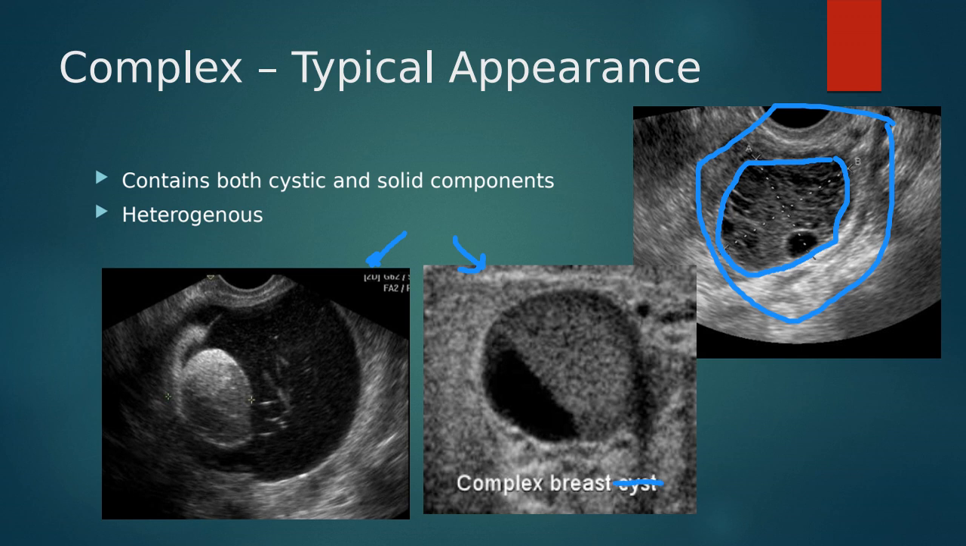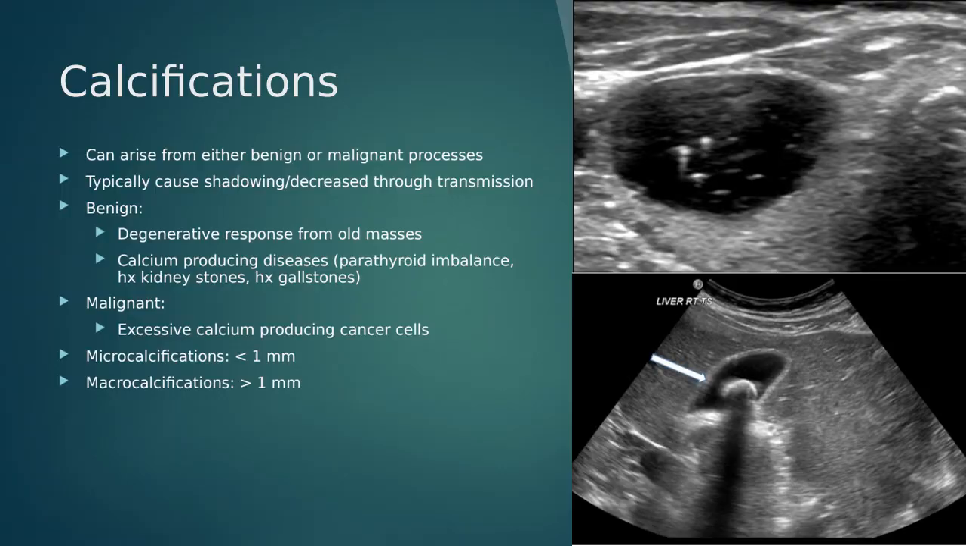Okay, calcifications, we talked about these a tiny bit so far. These can occur for a variety of reasons. So whether it be a benign or a malignant process, we can see calcifications, and how they present themselves really matters in terms of helping to determine and categorize that finding if it is benign or malignant. They're typically going to cause shadowing and decrease through transmission.